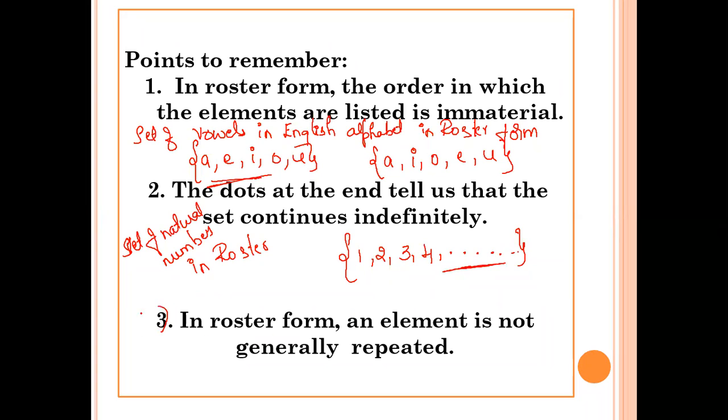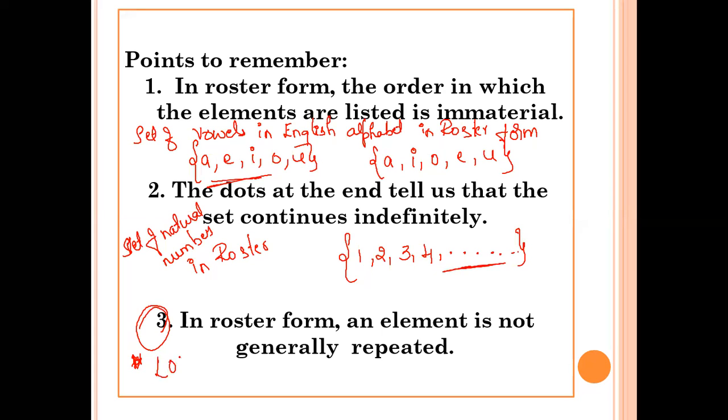And the third point is very important. For example, if I say write the set of letters in the word loyal in roster form, that is the question: you have to list down the letters in the word loyal in roster form.